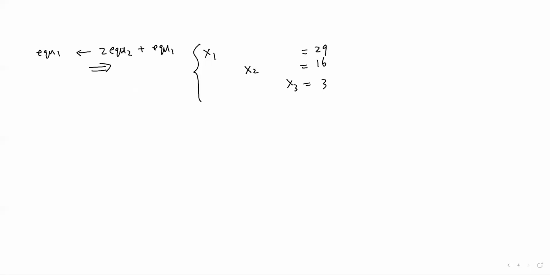This linear system is a diagonal linear system. Then I'm done with the solution. Backward elimination is done.